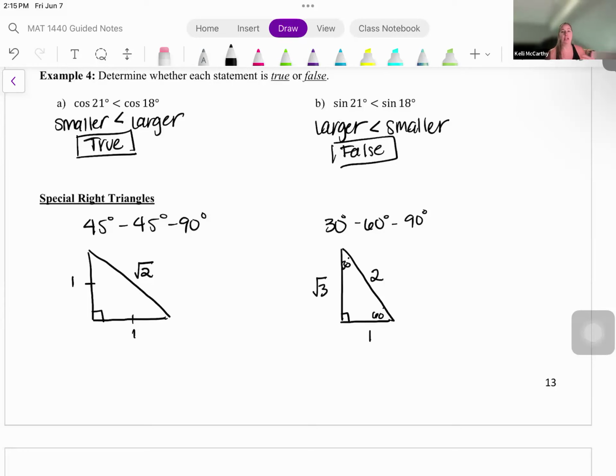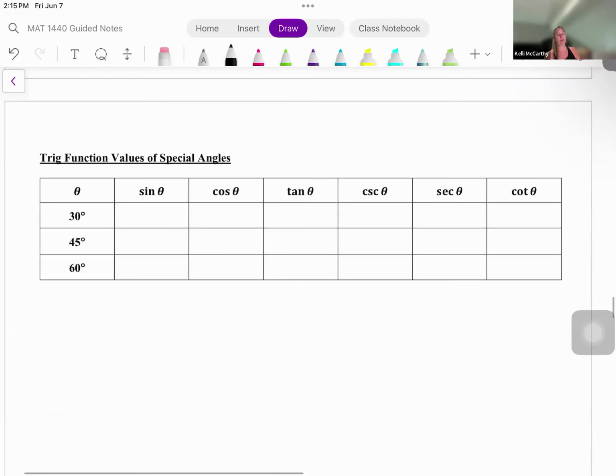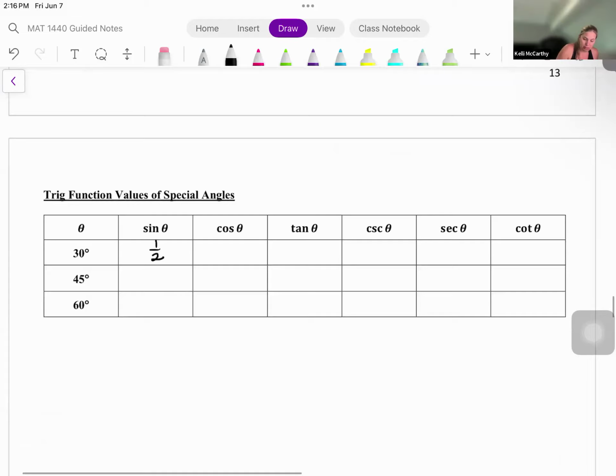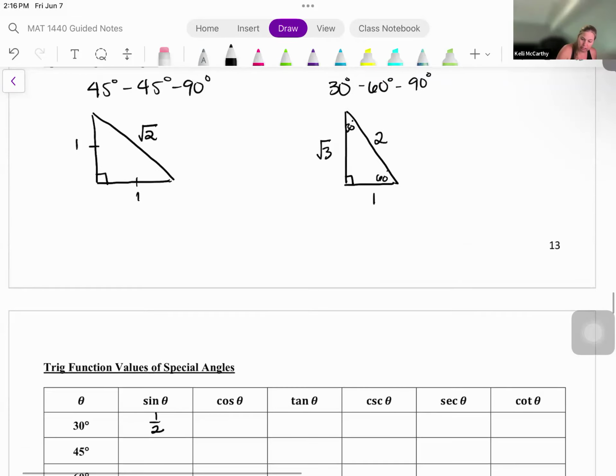Now we can use these special right triangles to start building out trig functions for these special angles, the 30 degrees, 45, and 60 degrees. So our trig function values for special angles: sine of 30 degrees is 1/2. Again, if we're looking at sine of 30 degrees, all I'm doing is using these triangles that I've drawn here. Here's our angle 30, sine is opposite over hypotenuse. So we're putting together these special right triangles and that acronym SOHCAHTOA that we learned previously.